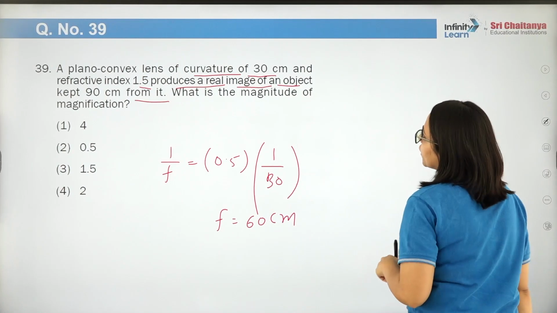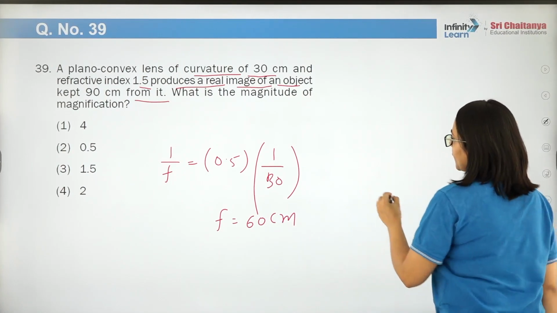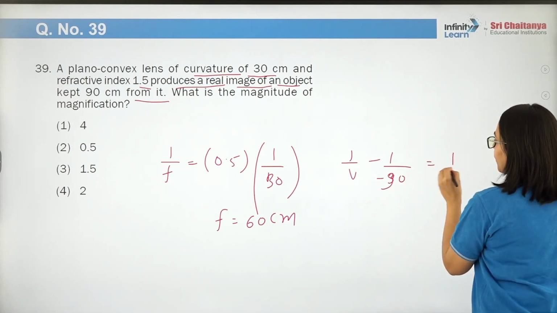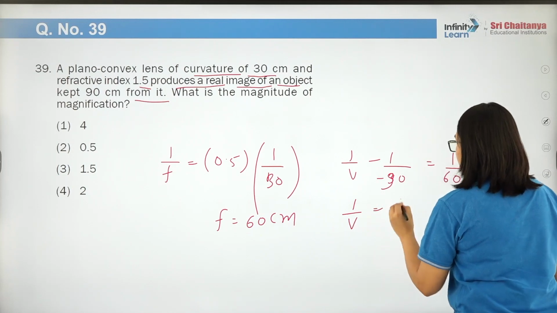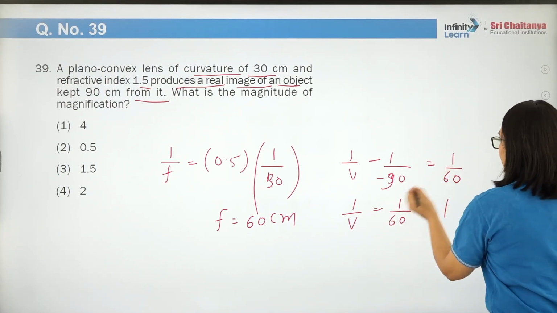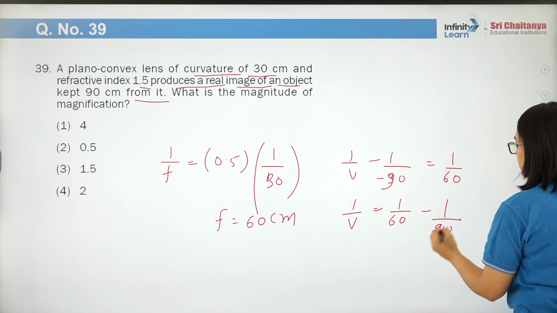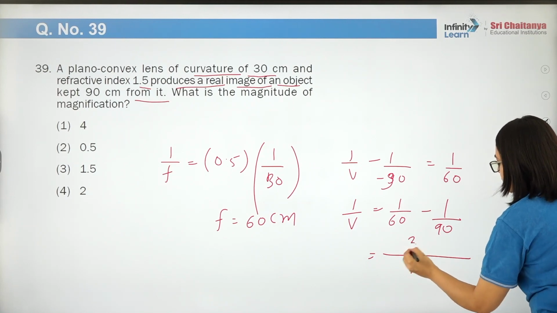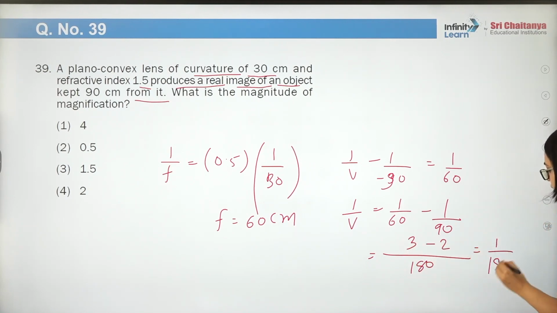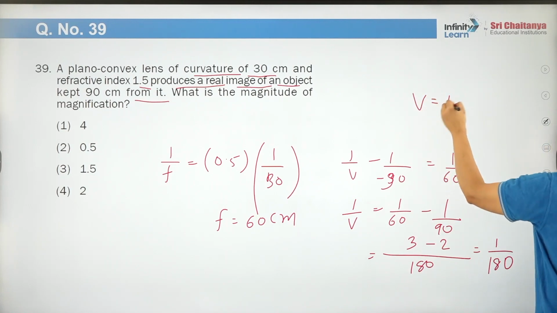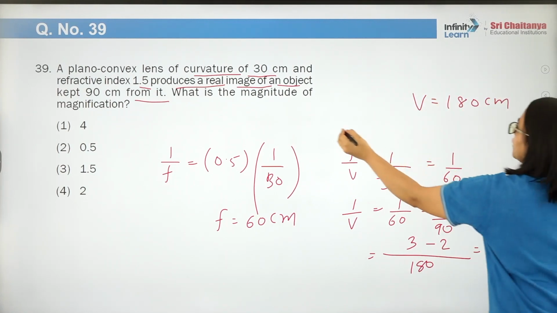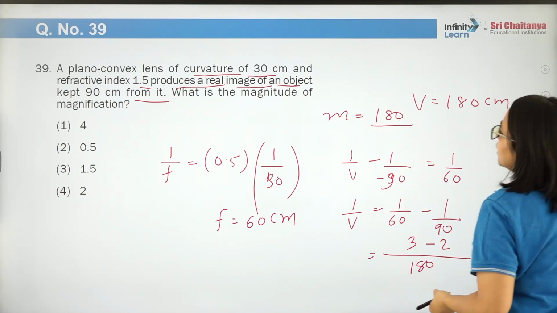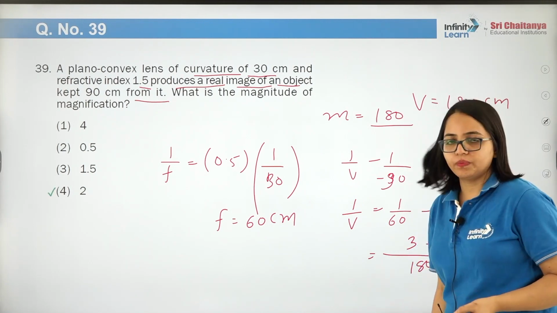Now we need to find the location of the image also. So 1 upon v minus 1 upon u is equal to 1 upon f. So 1 upon v will be 1 upon f minus 1 upon u over here. So this will be 180. So this is 1 upon 180, right? So v is 180 centimeter. Magnification will be v upon u, which is 180 divided by 90. So magnification will be 2.